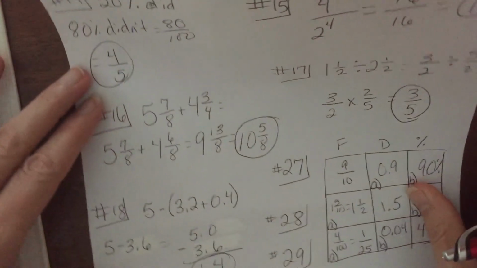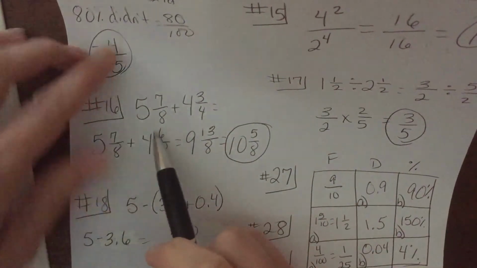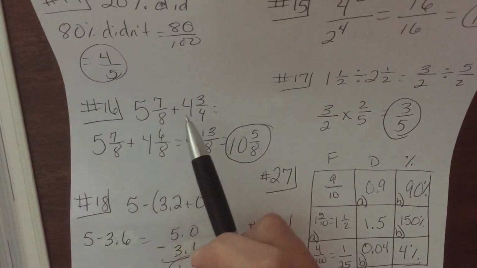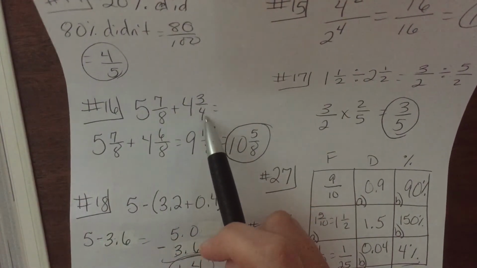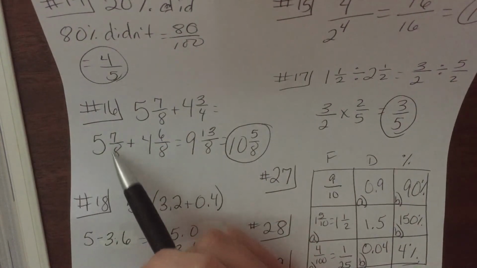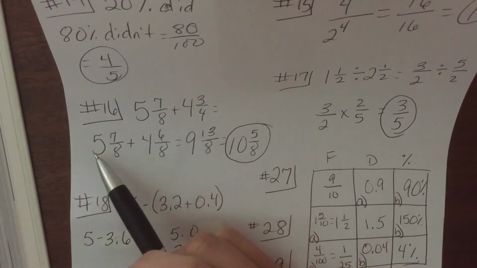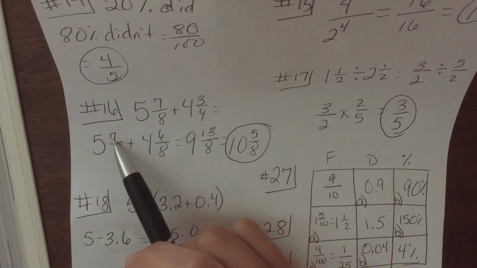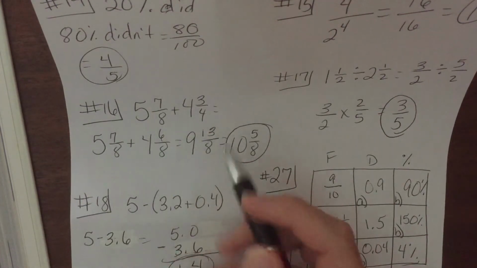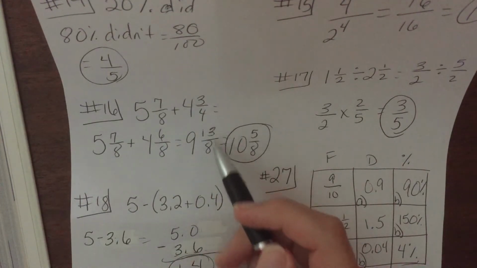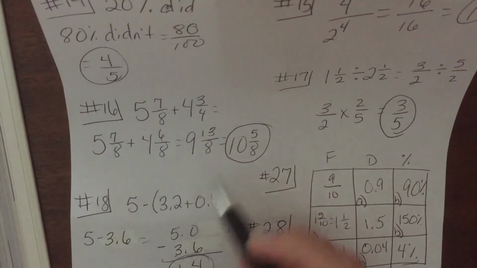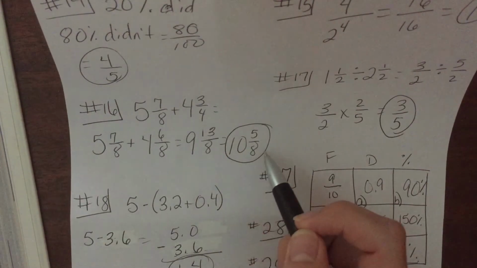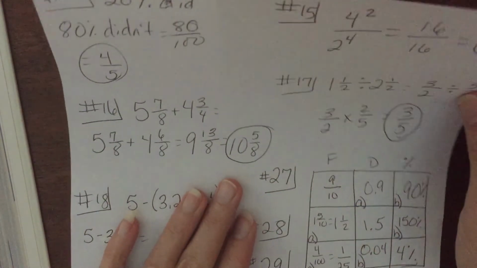Number 16. Fractions. Adding mixed numbers. 5 and 7/8 plus 4 and 3/4. I need this to be a denominator of 8. So it changes to 5 and 7/8 plus 4 and 6/8. 5 and 4 make 9. 7/8 and 6/8 make 13/8. But I can't leave this like this. 13/8 gives me 1 and 5/8. I add it to the 9 I already have. Final answer, 10 and 5/8.